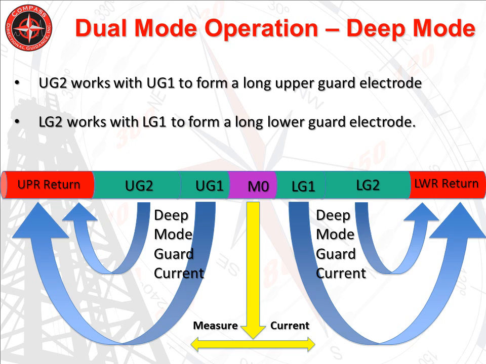The guard currents are not measured. Only the current flowing out of the measure electrode is measured and used to compute R apparent for the deep mode.